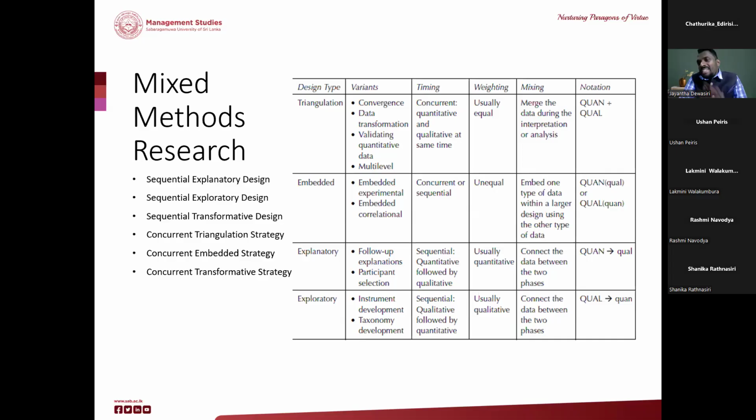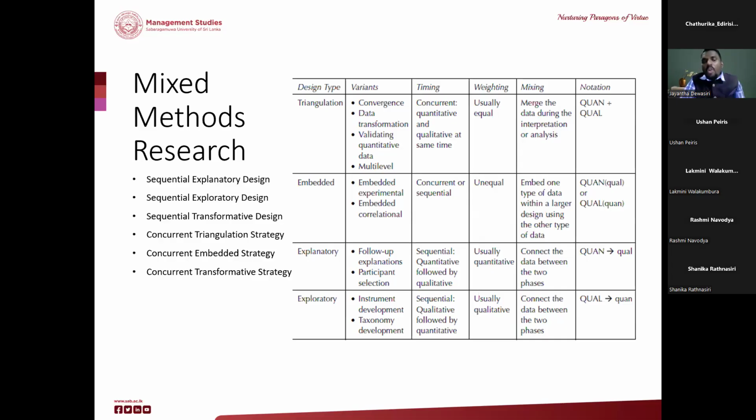Then the fourth design is the concurrent triangulation strategy. Here, in the first row, the timing is concurrent, meaning that you are conducting both the quanti and quali phases at the same time. The weightage is usually equal. You are proceeding with data collection at the same time for both quali and quanti, and data analysis at the same time. So we call that strategy the concurrent triangulation strategy.